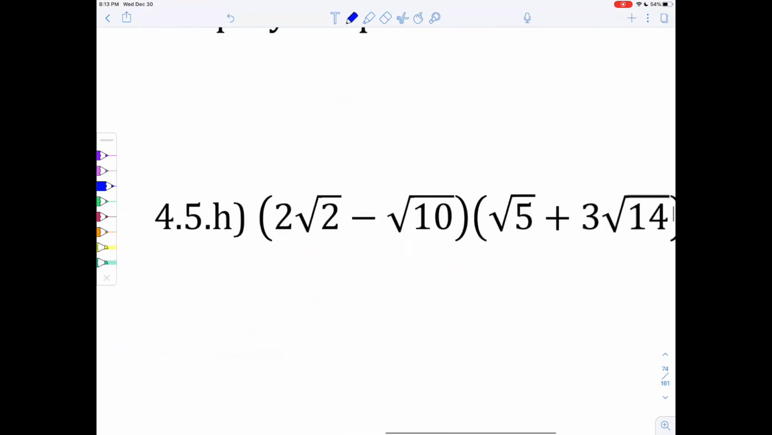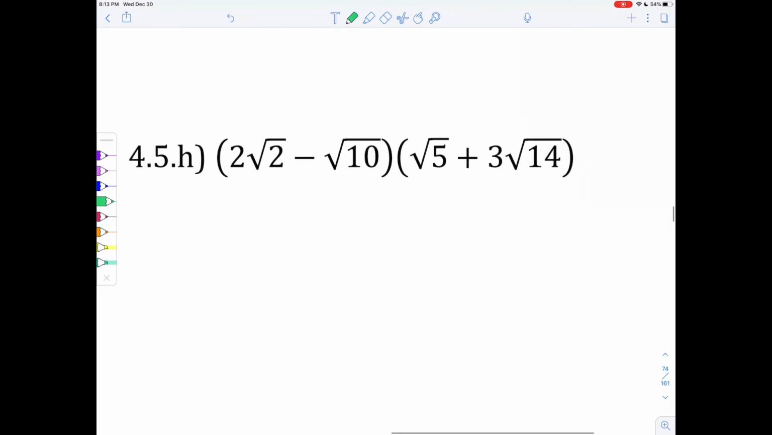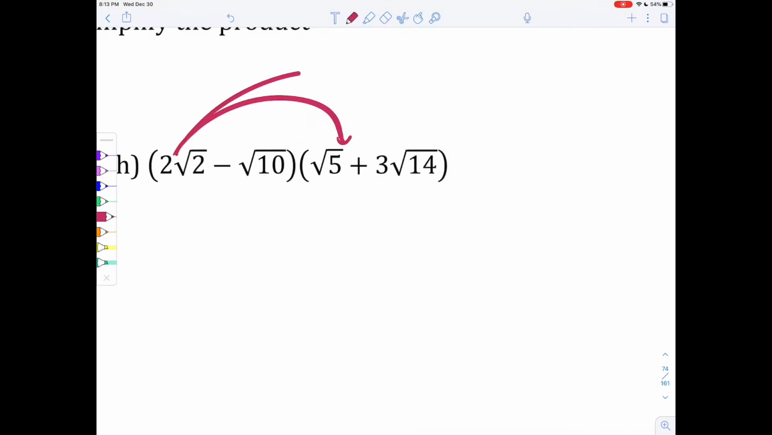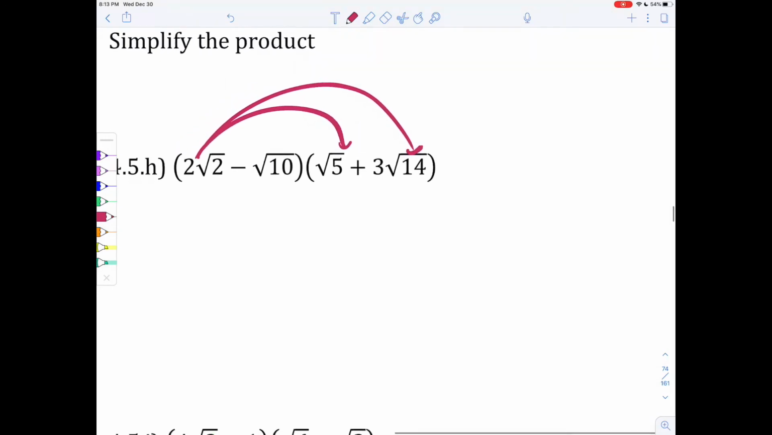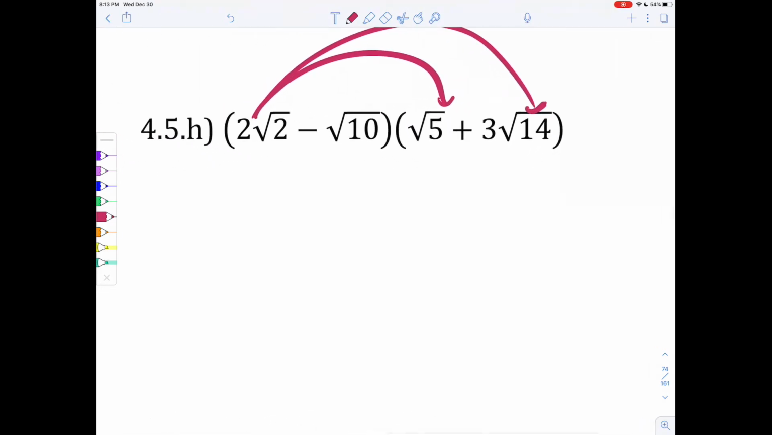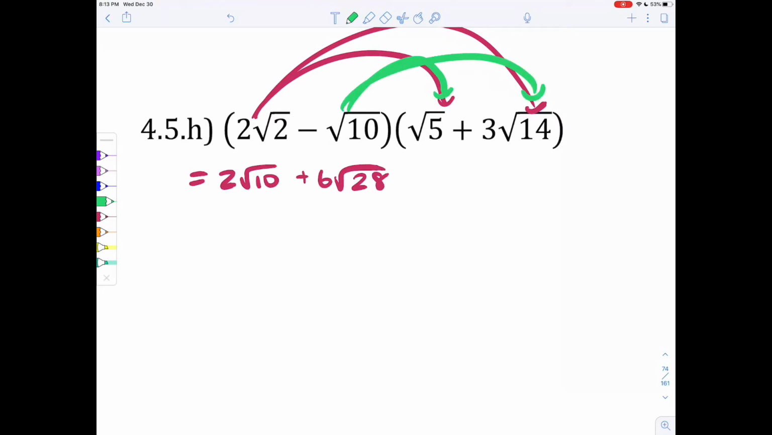Taking a look at the next one, we have a double distribution here, so kind of like FOIL. I remember that. So I'm going to start with distributing the 2 root 2 to both of these. So 2 root 2 times root 5 will give us 2 root 10. 2 root 2 times 3 root 14 will give me 6 root 28. And I'm also going to be distributing this negative root 10 to both terms in the second bracket as well.